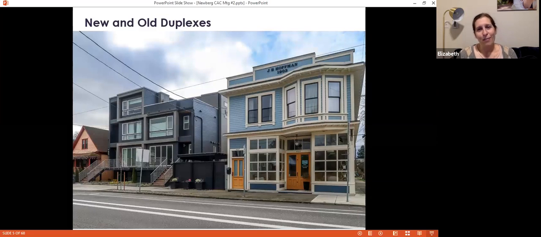So again, I just love this picture. Just as a reminder, our duplexes and our middle housing hasn't been built for the last 50, 75 years. And so the old duplex on your right here is not really the same architectural style or massing or some of the other design features as some of the newer duplexes that you might see, such as this one on your left. Next.